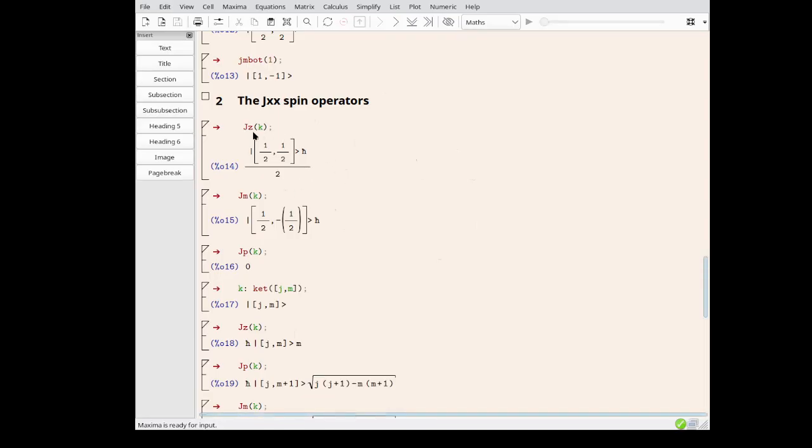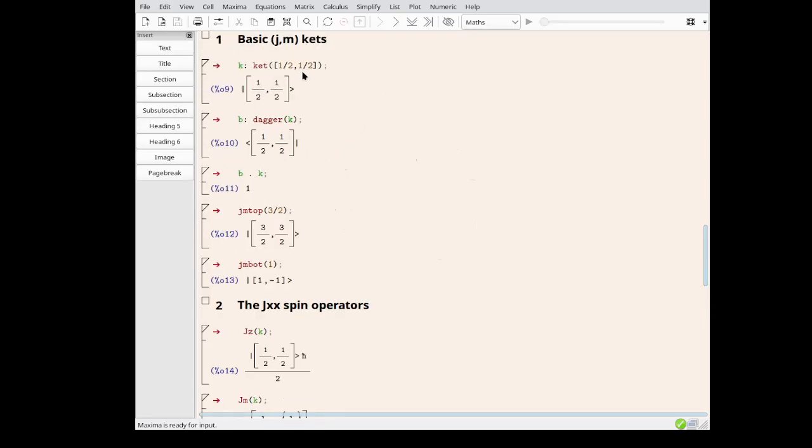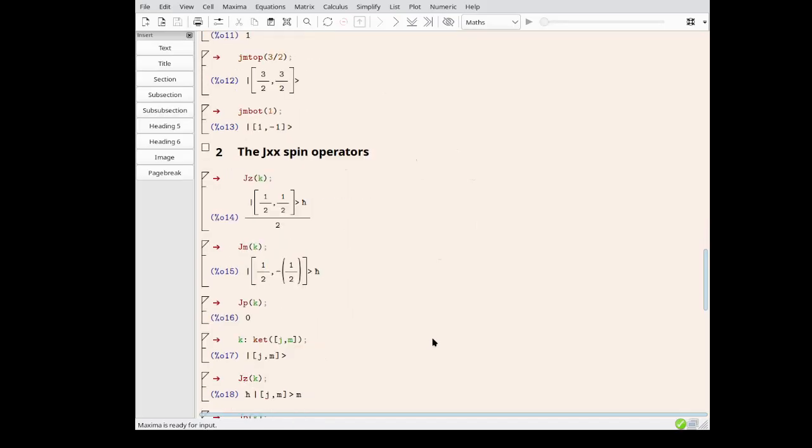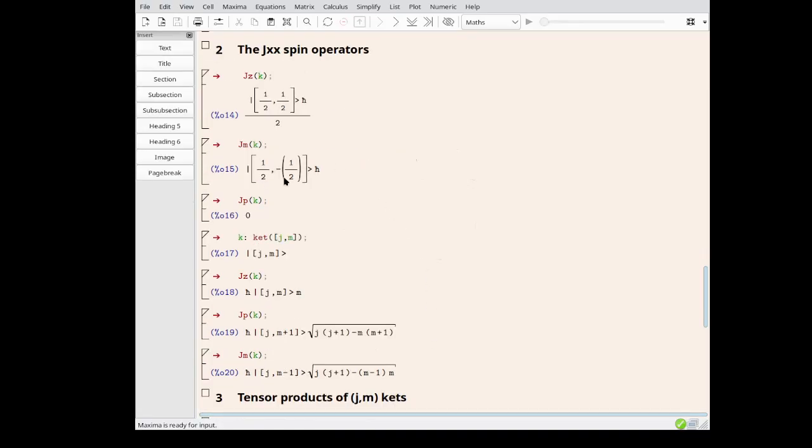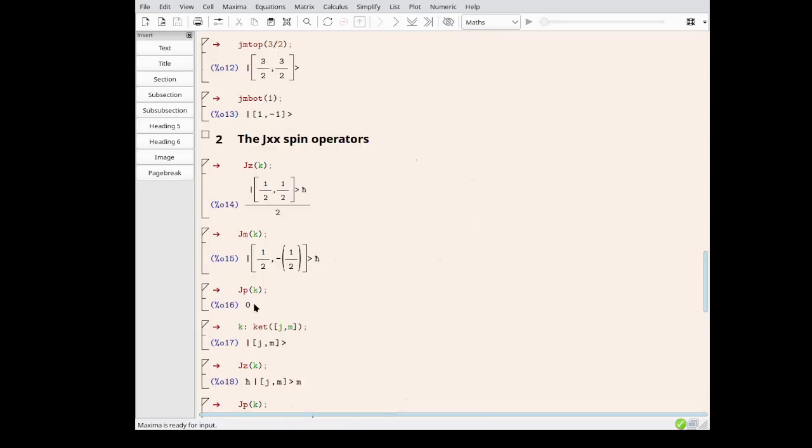So for example, if we take JZ operating on this ket that we defined as K, the 1/2, 1/2, it will give us h bar over 2 times the same ket. And if we want to operate with the J plus operator on the state 1/2, 1/2, we'll get 0 because we're on the top of the rung. But if we operate with J minus on that ket, it will lower the M value by 1, so it goes from plus 1/2 to minus 1/2.